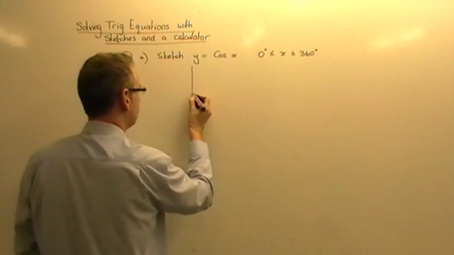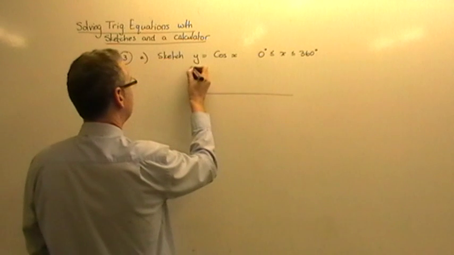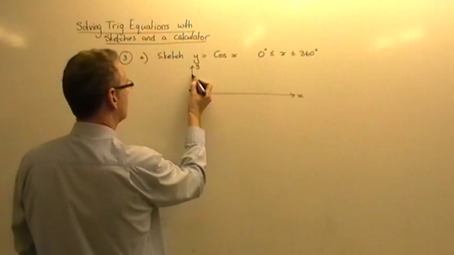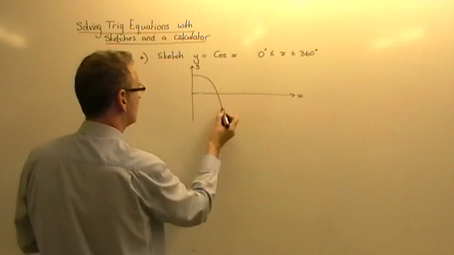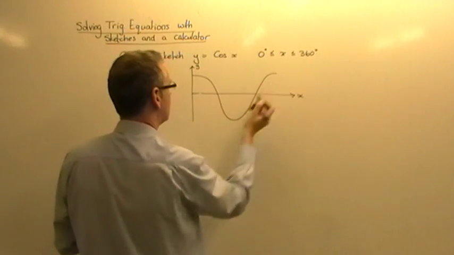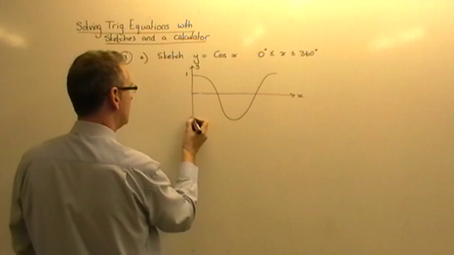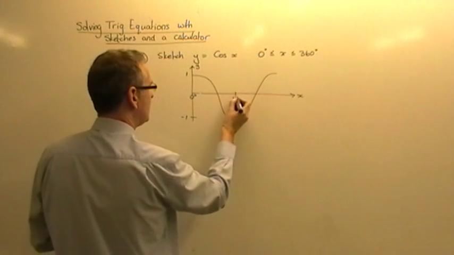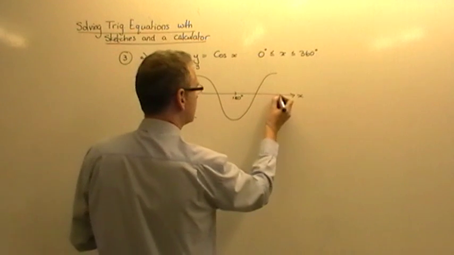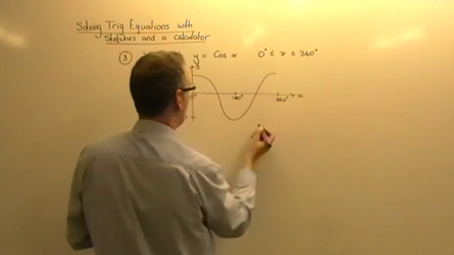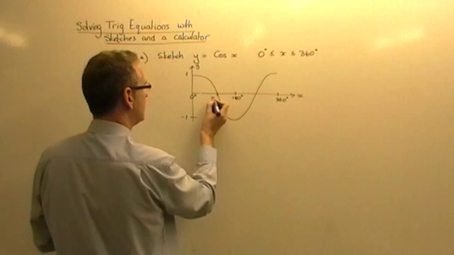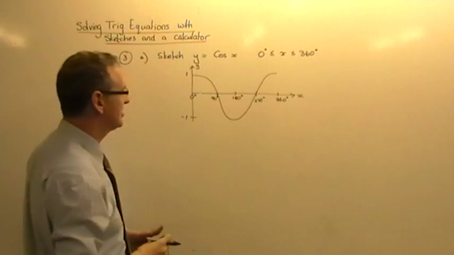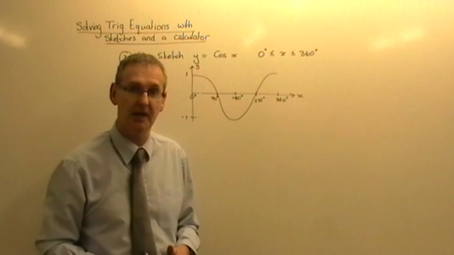Here's the sketch, like so, y and x, and the cos graph starts at the top, swings down and then back up to the top. That value is 1, down here is -1, 0 degrees, 180 degrees in the middle there, 360 right at the end, and that point there is 90 if you do it right, and that would be 270. So there you go, there is a sketch of the y equals cos x again.